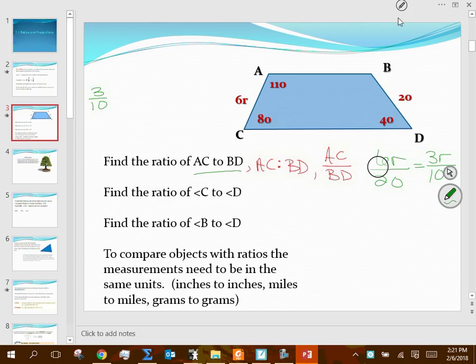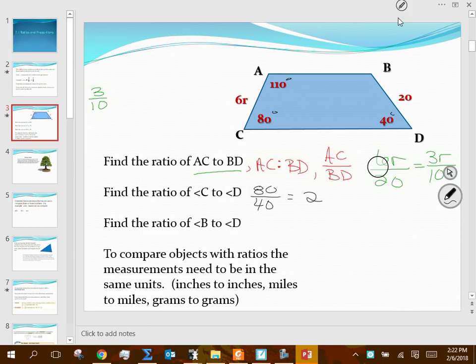This one says AC to BD. It tells you your numerator and your denominator. The second one here, find the ratio of angle C to angle D. Angle C is what here? 80. Angle D is 40, right? They're both in degrees, I didn't put my degree symbols up here. So what's that going to reduce to? 2, right? And if you want to write it that way, that's fine.